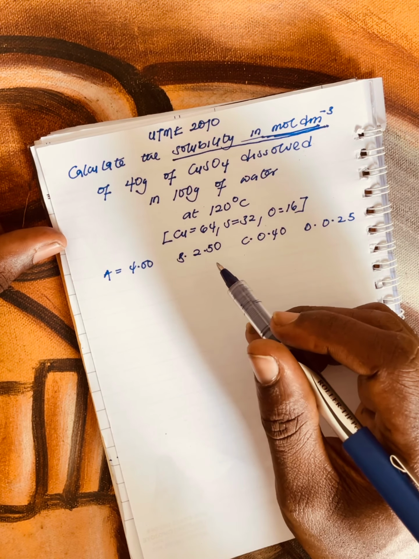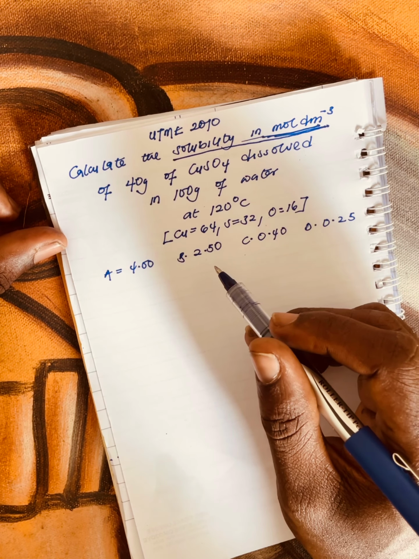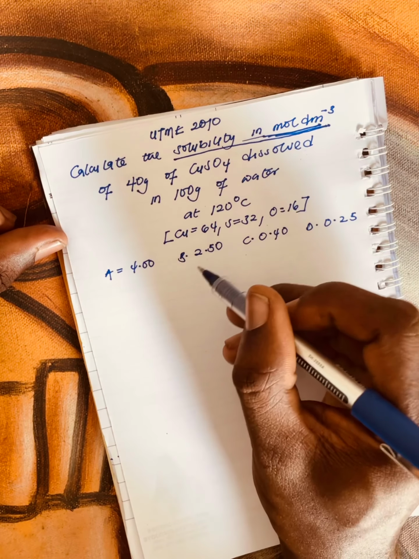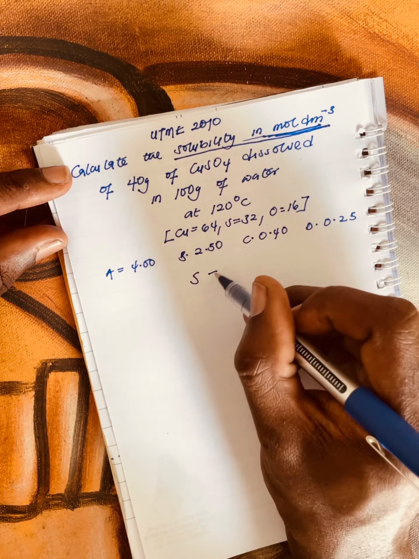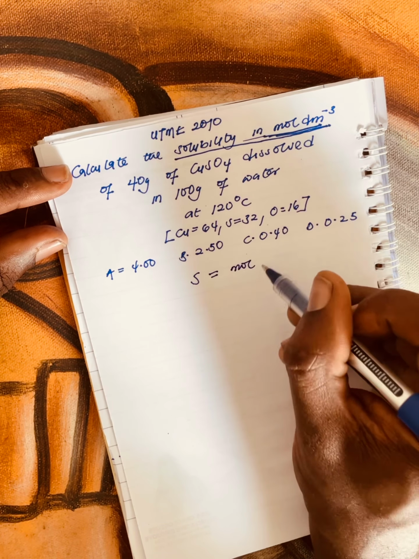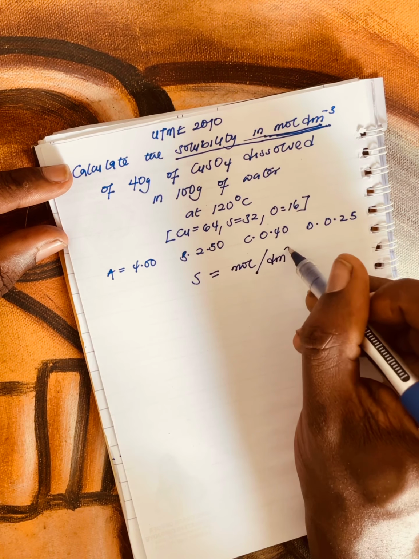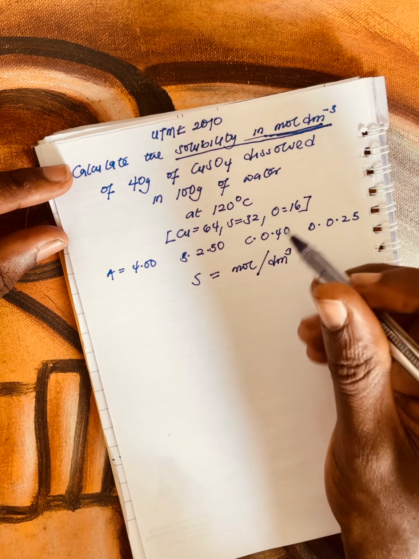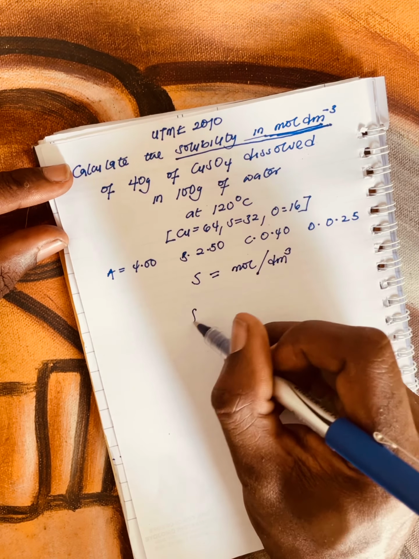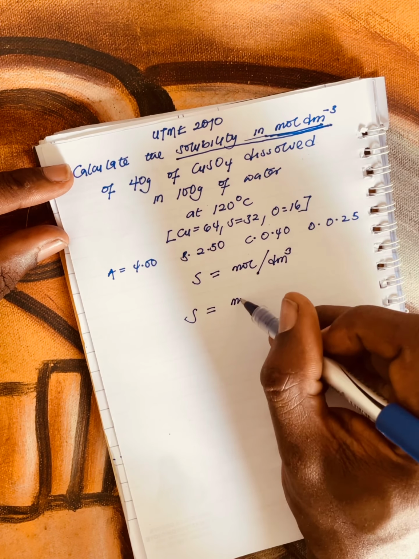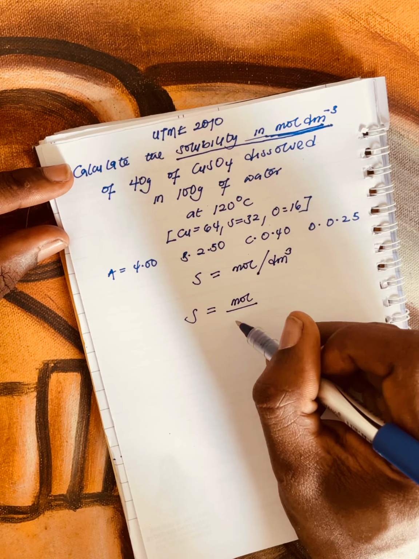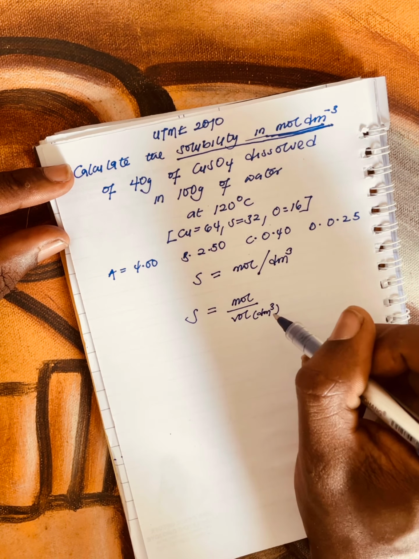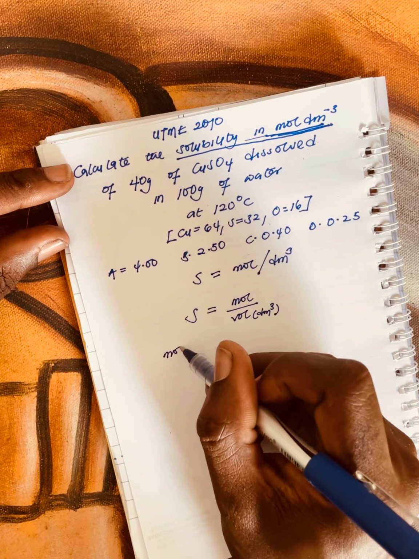So the way we approach this question, we approach the question like we don't know any formula for solubility, but the question says solve for solubility in mole per dm cube. So mole per dm cube means mole divided by dm cube. So we need to solve for solubility in mole divided by volume, and the volume must be in dm cube. Now we'll look for mole.